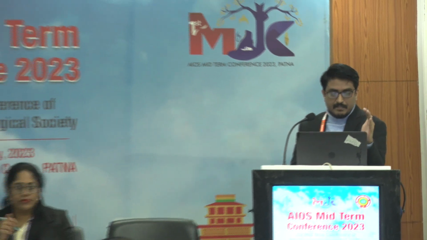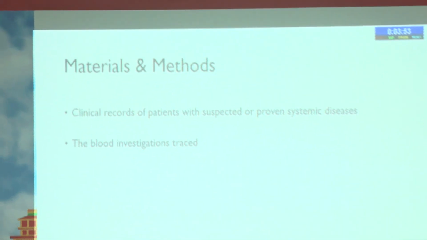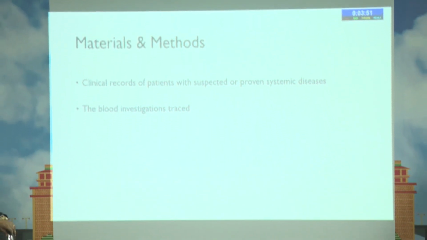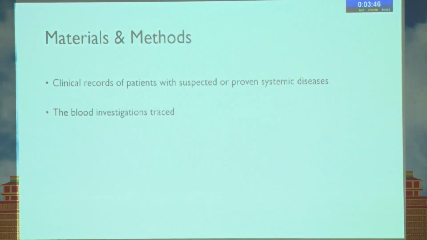This study was done with an objective to describe the spectrum of systemic disorders with corneal manifestations in patients presenting to the cornea clinic of a tertiary eye care facility in eastern India. It was a retrospective study. The data was collected from the Cornea Clinic, Department of Ophthalmology, AIIMS Patna, for the duration of 15 September 2020 to 14 September 2021. All the clinical records of patients with suspected or proven systemic diseases were collected, the blood investigations were traced, and patients who had positive blood investigations were included in the study.